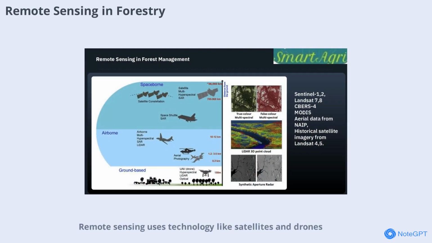Remote sensing uses technology like satellites and drones to gather information about forests from a distance. This allows for large-scale monitoring without disturbing the ecosystem. Remote sensing can detect changes in forest cover, identify areas affected by disease or fire, and monitor growth patterns. The data collected is invaluable for planning and responding to environmental challenges. As technology advances, remote sensing becomes more accessible and accurate, making it a powerful tool for modern forest management.